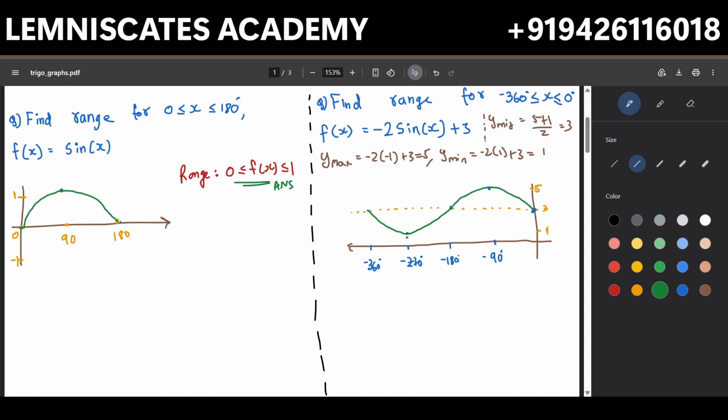So that is how the graph is going to look approximately. Clearly over here you can see that the minimum y value is 1 and the maximum y value is 5. All the outputs are lying between 1 and 5, and therefore what will be your range? Your range over here will be between 1 and 5. This becomes your answer.